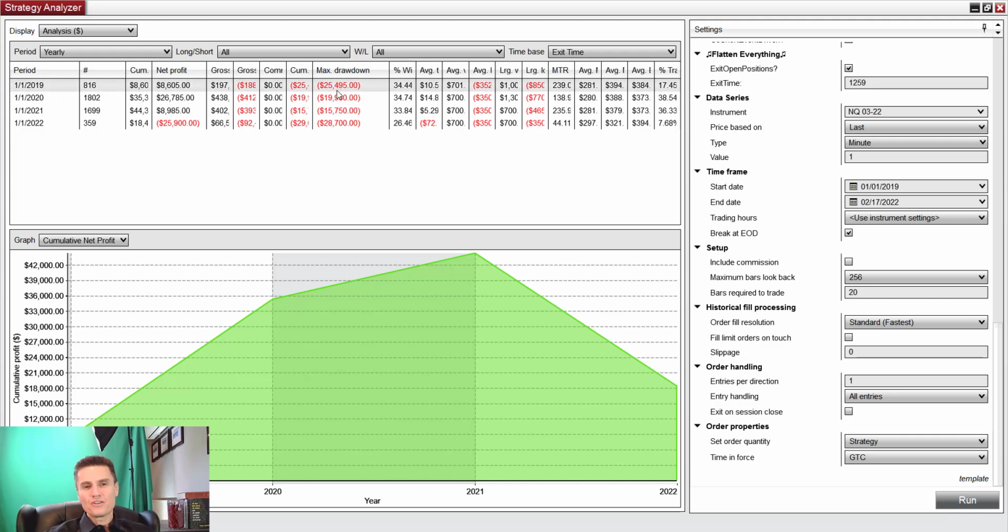So drawdown, huge, 25,000 in 19 drawdown. That's the first thing you want to look at when you're doing your backtest. You don't look at total net profit. You look at max drawdown. That's how much you were down before it started to come back up again. Okay, that's your maximum drawdown, max DD.